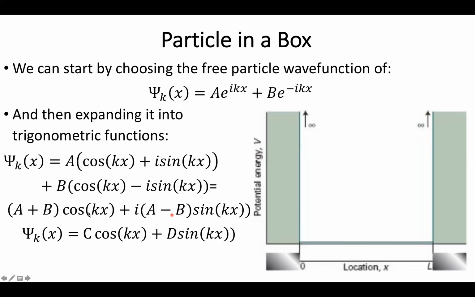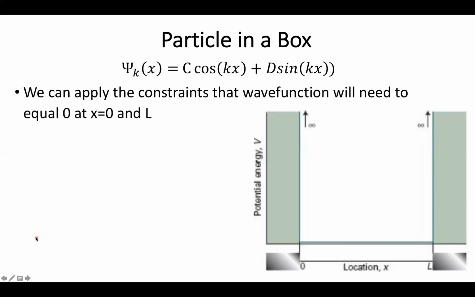However, this just gives us a general form of what we can expect out of our wave function. Now we need to go ahead and put in those edge constraints. So we know that our wave function has to have a value of 0 at x equals 0 and 0 at x equals L. So let's go ahead and start with this first one because this is a nice one. What happens when I put in x equals 0? In this case, let's start with the sine because that one's easiest. Sine of 0 is going to be 0. So this whole term will drop out.